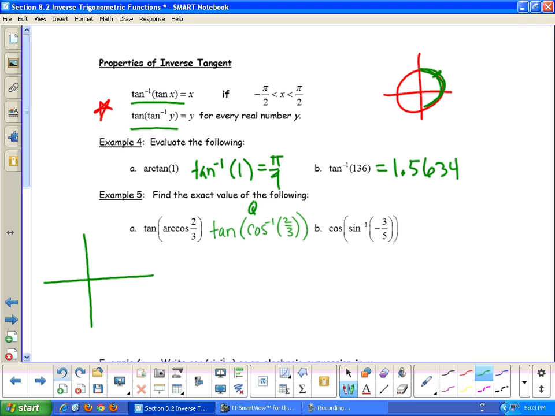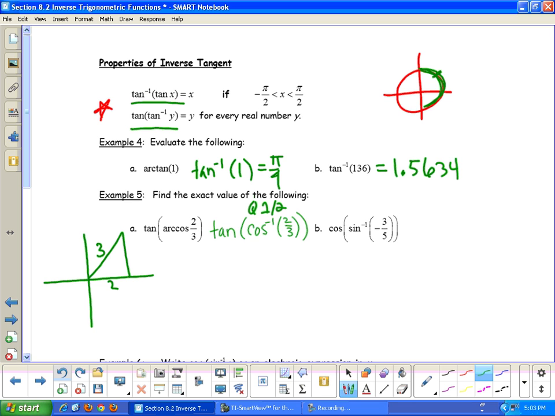So quadrant 1 and 2. So 2/3 is a positive value, so I know I'm going to be in quadrant 1 because of that. So for this, I get my triangle. Cosine is adjacent over hypotenuse. So this is what I have so far.